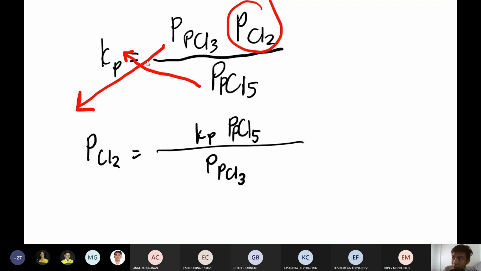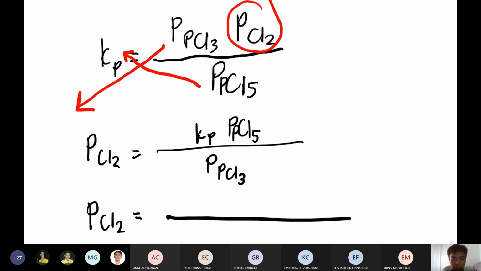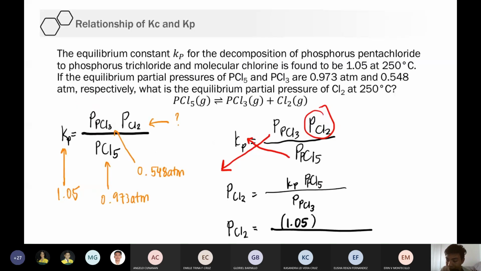So, look, ito nasa baba ngayon. Pag cross-multiply mo yon, mapupunta siya sa numerator. Ito, nasa taas. Pag cross-multiply mo yon, mapupunta siya sa denominator. Okay? And then, what's left for us to do is to plug in the numbers and solve for the PCl2. So, Kp is 105. How about PCl5?